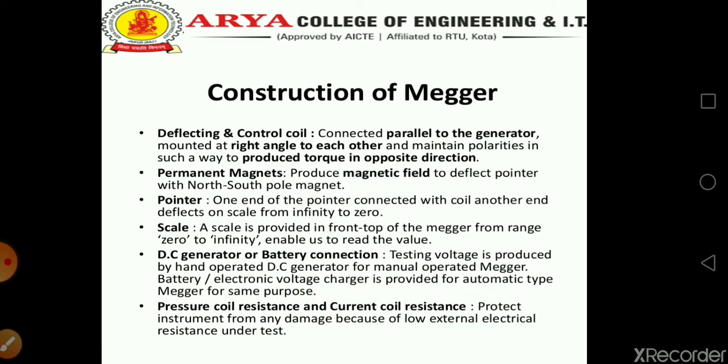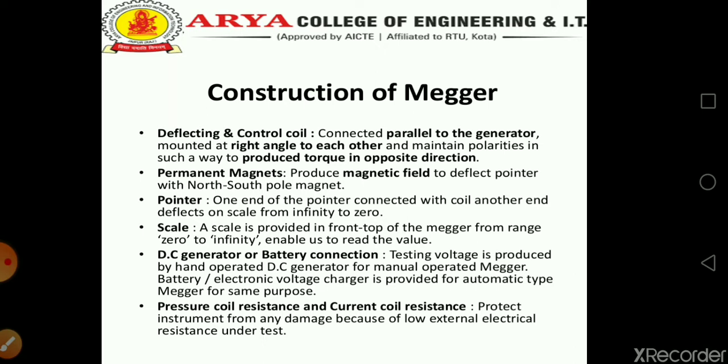Construction of the Megger: the deflecting and control coils are connected in parallel to the generator and mounted at right angles to each other, and maintain the polarity in such a way as to produce torque in opposite directions. The permanent magnet produces a magnetic field to deflect the pointer, with north-south pole magnets.